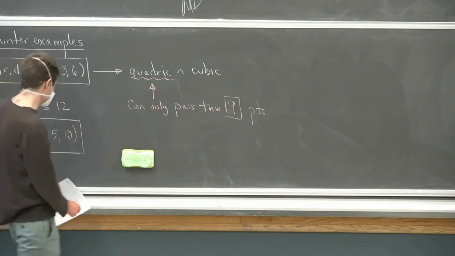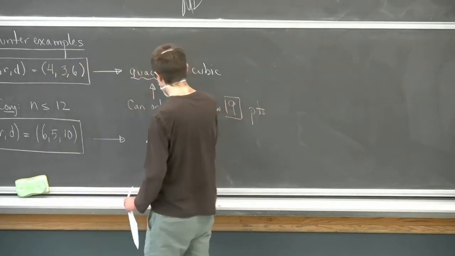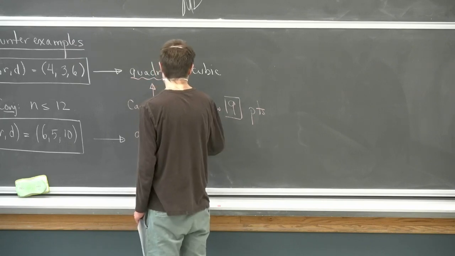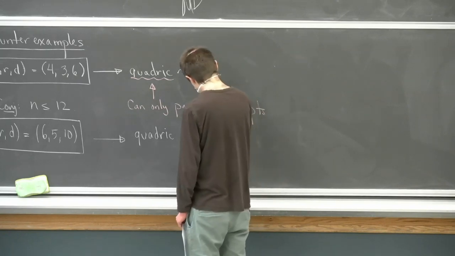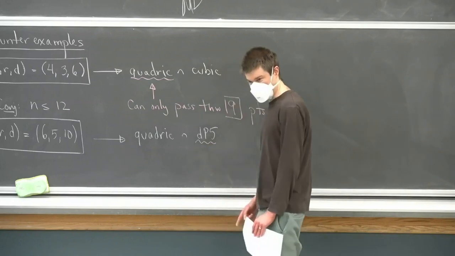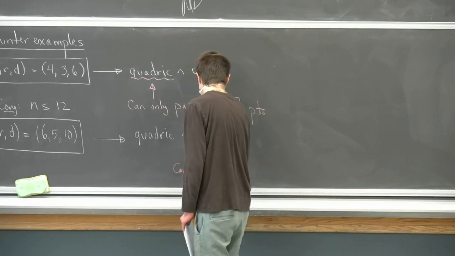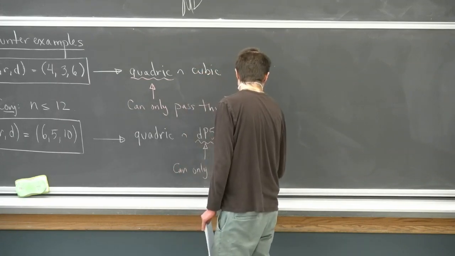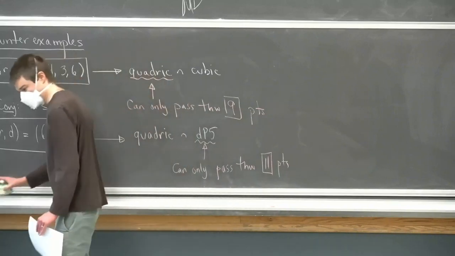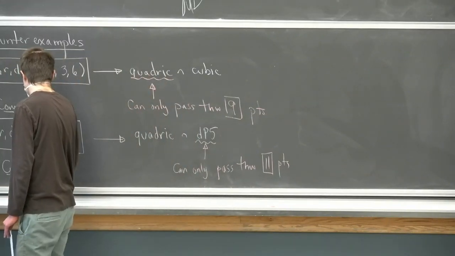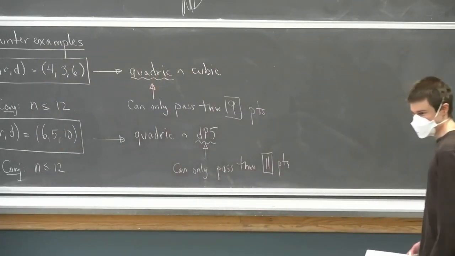So here's another example, and this is a curve in a 5-dimensional projective space, and it's the intersection of a quadric hypersurface with a surface that's called a quintic del Pezzo surface. And this quintic del Pezzo surface can only pass through 11 points, even though the conjecture, again, in this case, allows n to go up to 12. So here's another counterexample.